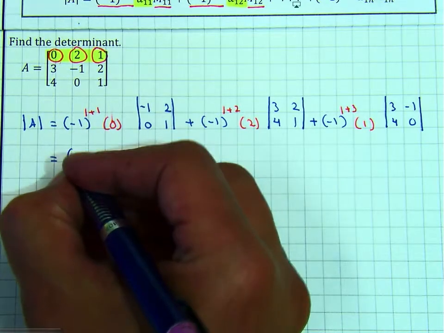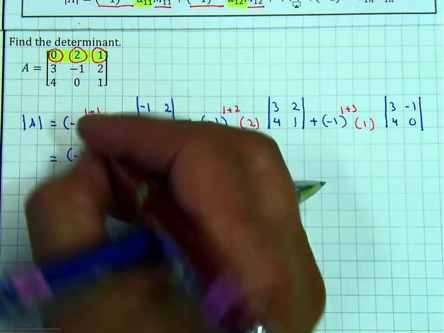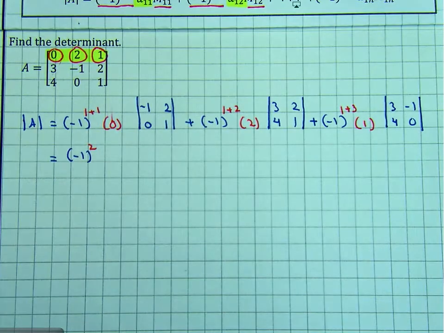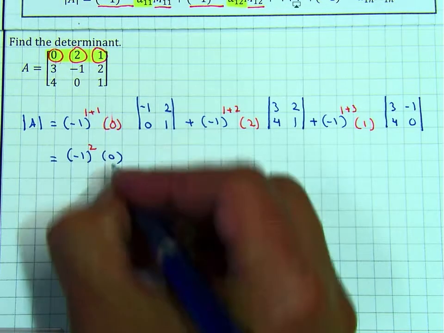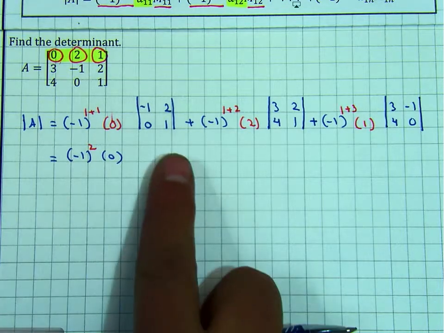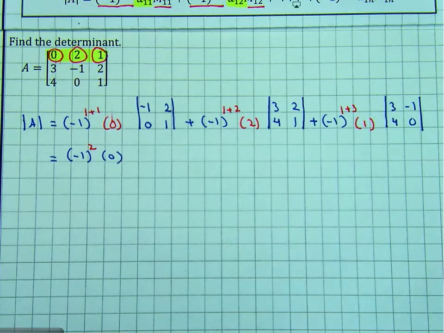This is -1. 1 plus 1 is 2. And the 0 stays there. Now the bars mean that I need to take the determinant.